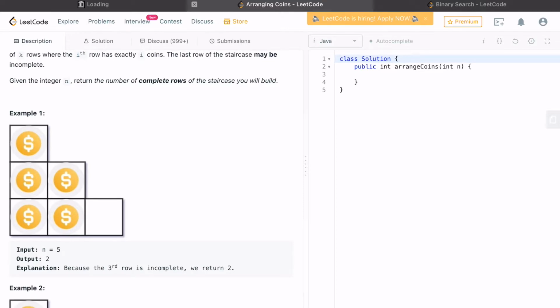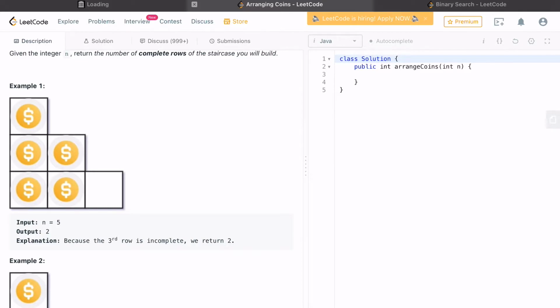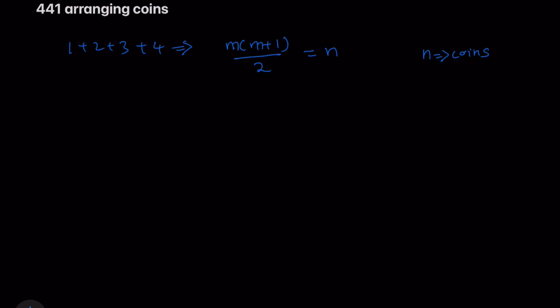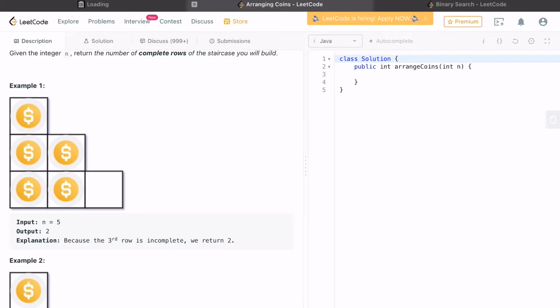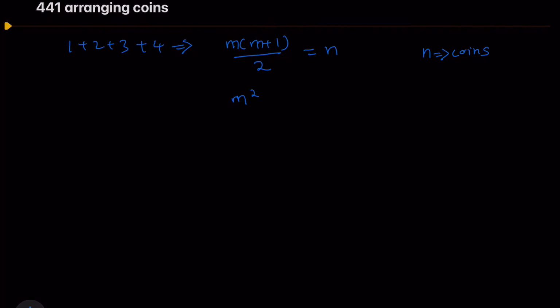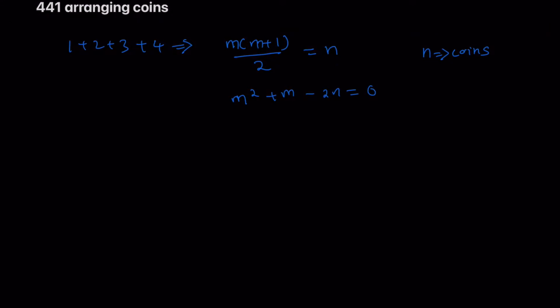So in this case, if we find m, then it will be something. If we are given in this example n is 5 and we are going to complete only 2 rows. So when we solve this equation, we might get a value that is greater than 2 but less than 3. So it will be m squared plus m minus 2n equals 0. We already know the value of n, so we can solve for m.